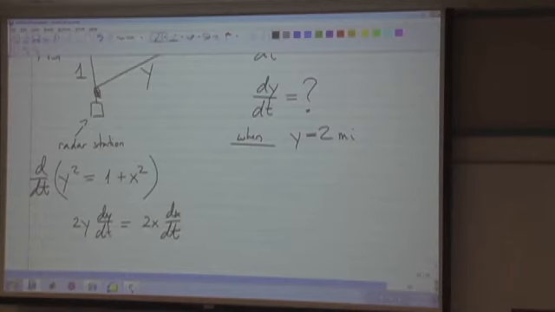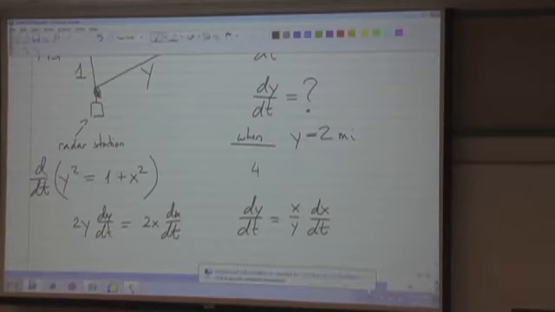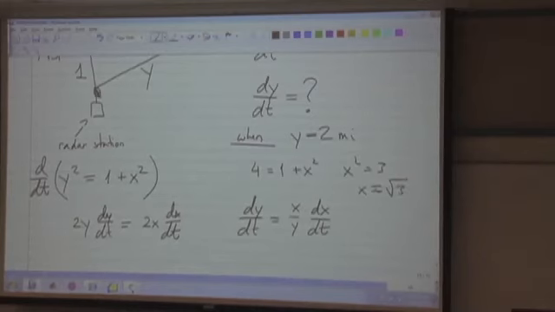So far so good? And we need to find dy over dt, so it'll just be x over y times dx over dt. Right? And now what's next? Plug in everything we know, right? Well, we know y, we know dx over dt, we don't know x. How do we find x? Plug in y equals 2 into the Pythagorean theorem. 4 is equal to 1 plus x squared. So x squared is equal to 3. So x is equal to the square root of 3.